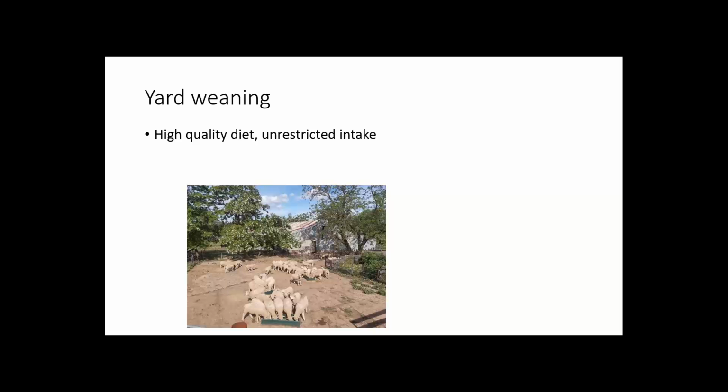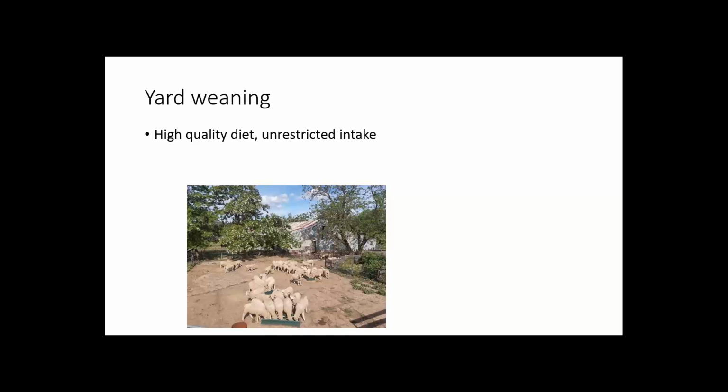Creep feeding has the potential to reduce this period, but close attention needs to be paid to intake prior to weaning. You can't suddenly feed out 500 grams per head if they've only been consuming 50 grams per head pre-weaning. Well, yeah, you could, but I wouldn't do it.